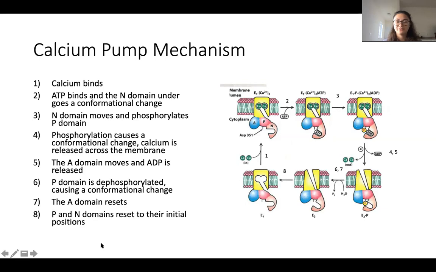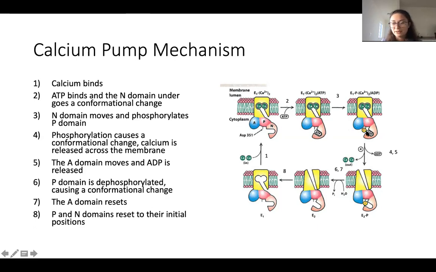These are all the specific steps. So we're kind of starting here. This is like our enzyme. There's no calcium yet. So calcium comes in inside, and then ATP binds. And the nucleotide binding domain is going to have a slight conformation change you can see between these two.